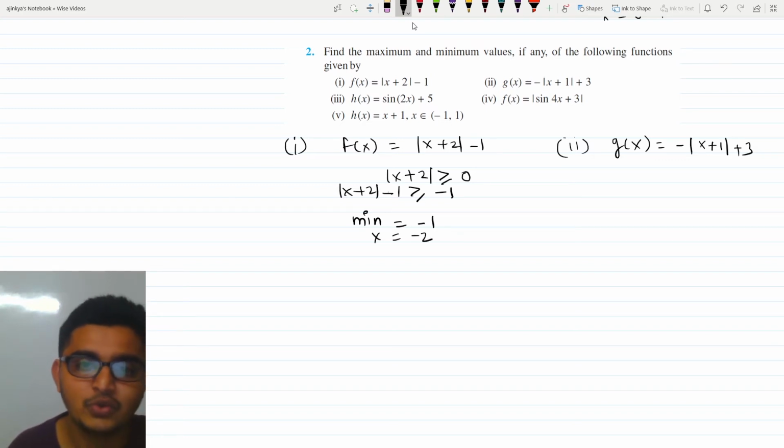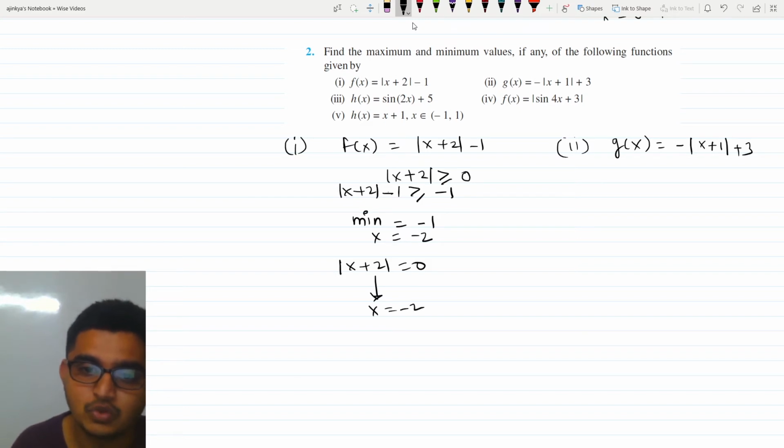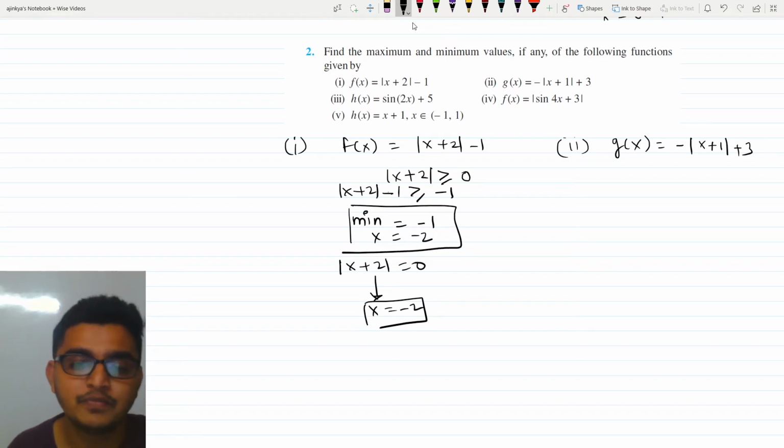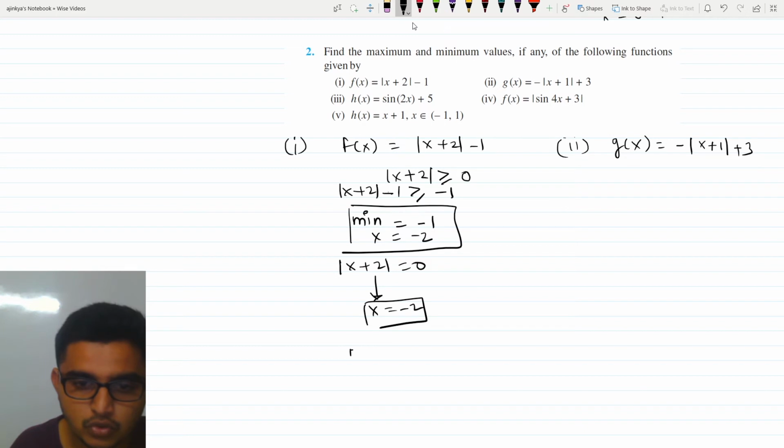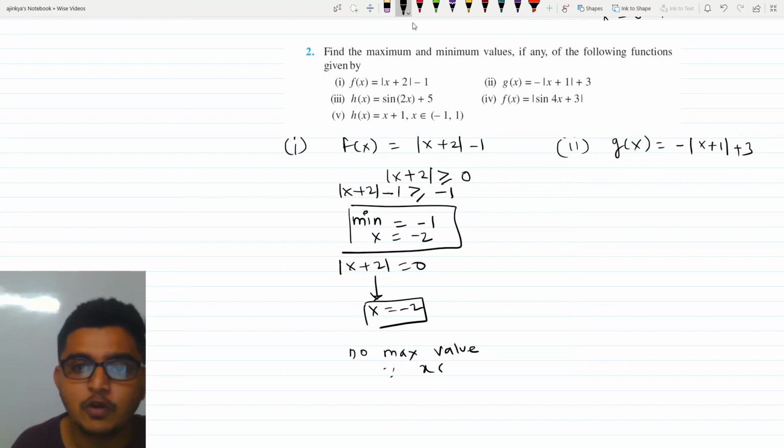So you just don't need to find it out by solving. You can clearly see from the example above that the mod of x plus 2 we have taken as 0, and hence at x equals minus 2, that mod term, which is x plus 2, is going to be 0 only at x equals minus 2. So this is basic understanding. By this time you must have caught up on it, and there is no maximum value. So no max value, since x belongs to R.